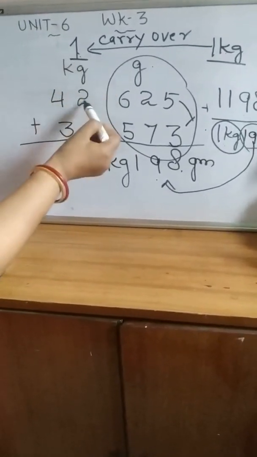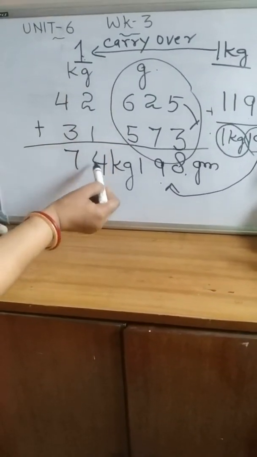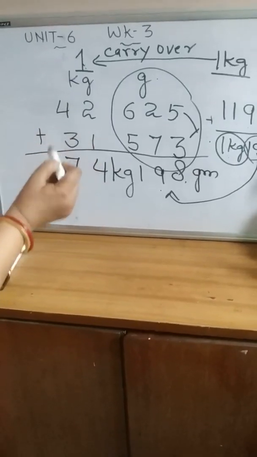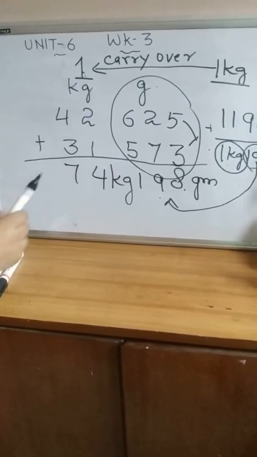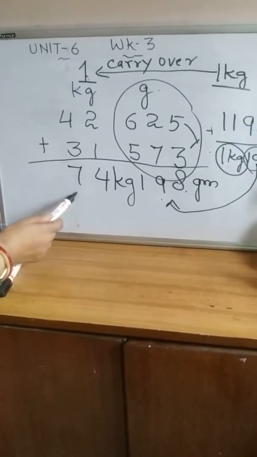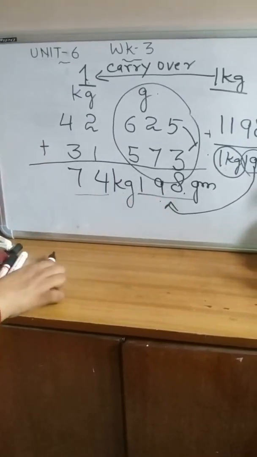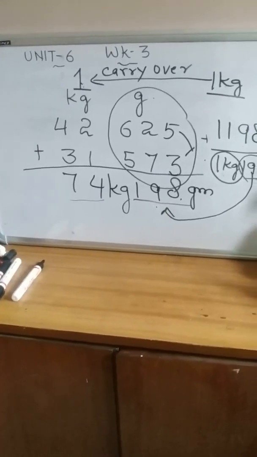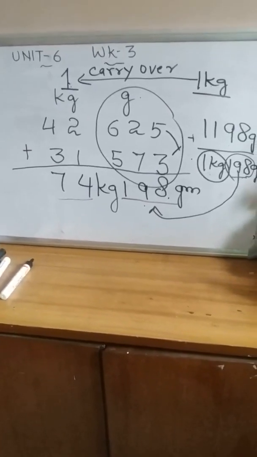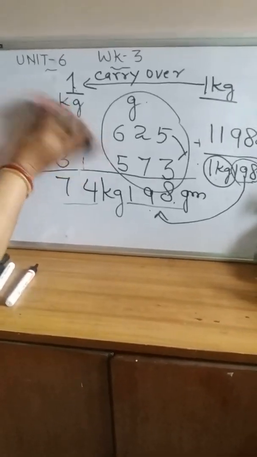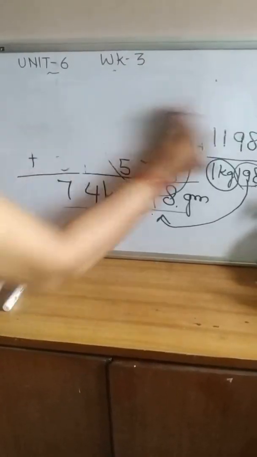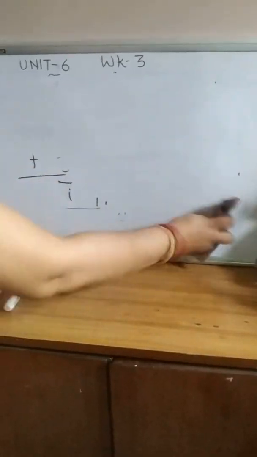Now we will do the addition. 1 plus 2, 3 plus 1, 4. 4 plus 3, that is 7. So it is 74 kilogram, 198 gram. In this way, we have to do the addition with regrouping. So let us take one more example, so that it will be easy for you to do the addition.